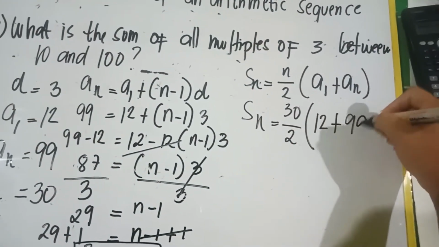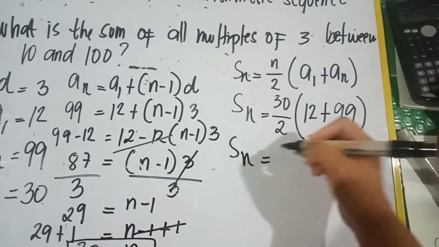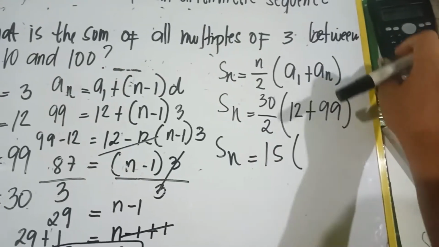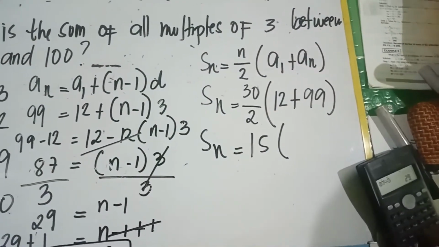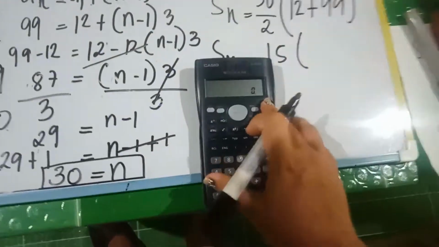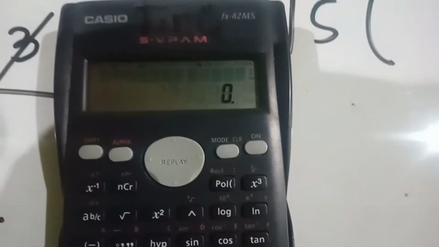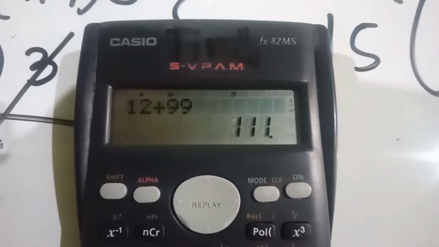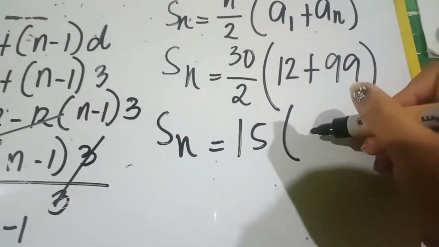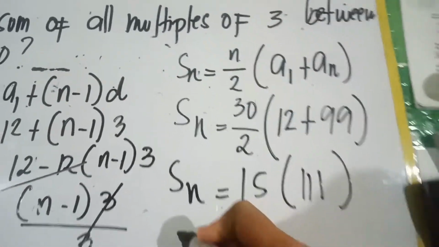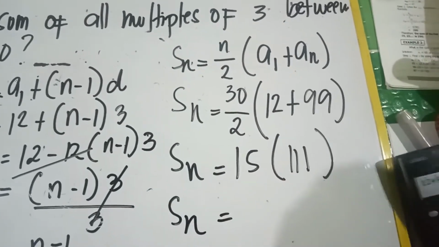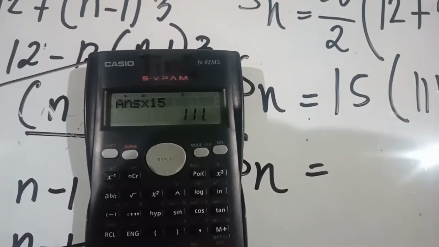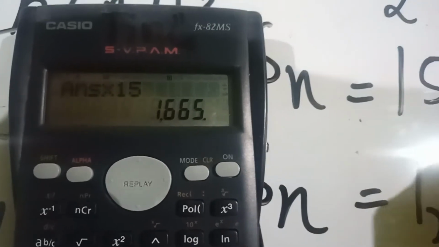So we have 99, and then s sub n is equal to 30 divided by 2, that is equal to 15 times 12 plus 99. If you are going to add 12, okay, let's add. Huwag tayong magmagaling, di ba? Okay, so we have 12 plus 99 is equal to 111. So we have 111 here, and then s sub n is equal to, multiply 111 to 15, so times 15, the result is what? The result is 1,665.